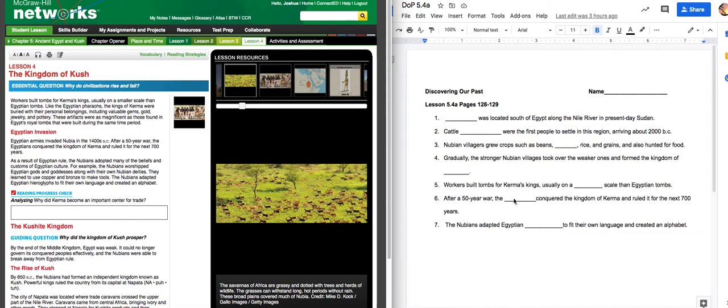Okay, so over here, the Egyptians conquered them. As a result of the Egyptian rule, the Nubians adopted many of the beliefs and customs of Egyptian culture. For example, the Nubians worshipped Egyptian gods and goddesses along with their own Nubian deities. They learned to use copper and bronze to make tools. The Nubians adopted Egyptian hieroglyphics to fit their own language and create an alphabet. So you got the Egyptian language of hieroglyphics, and the Nubians just adopt that. So guys, it's kind of a two-way street. We learned from the Nubians warfare and skills and some of the products they had. They learned from the Egyptians the communication pieces of that, building temples, things like that. It went back and forth.